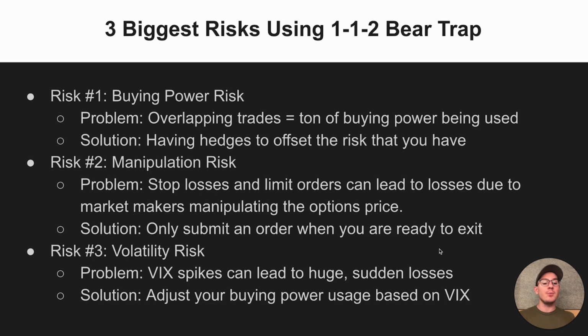So you can adjust your buying power, how many trades you're in based on where VIX is, so that if VIX is low and the chance of it spiking, it spikes on a smaller amount of trades compared to what we would normally be doing.